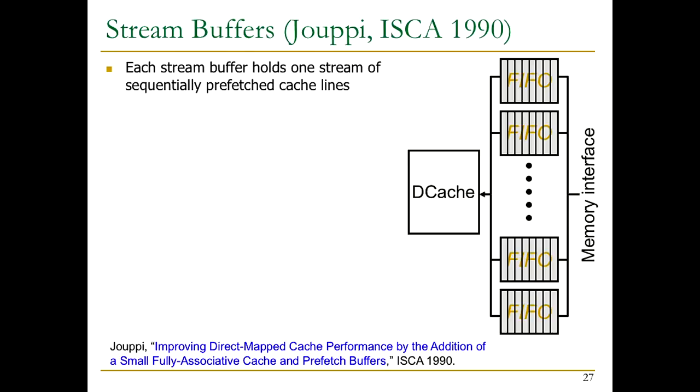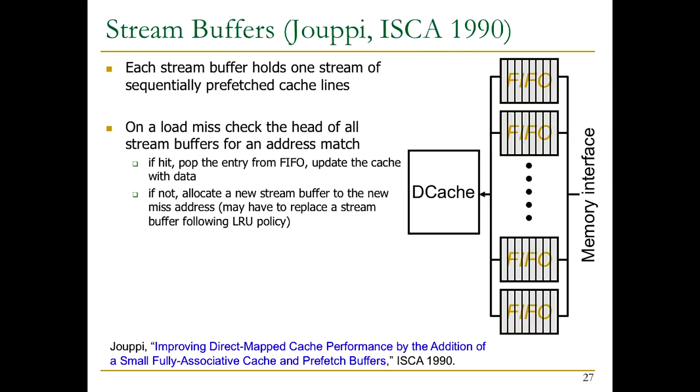But basically, you have a bunch of FIFOs over here, and it's called a stream buffer. Each stream buffer holds one stream of sequentially prefetched cache lines. They're kind of looking ahead. And the reason you have multiple FIFOs is you may be operating on multiple streams. If you're adding 10 different arrays, for example, and all arrays are streaming, then you may want to have 10 buffers over here, and you're supplying data to the processor.